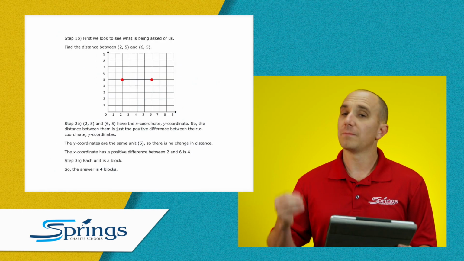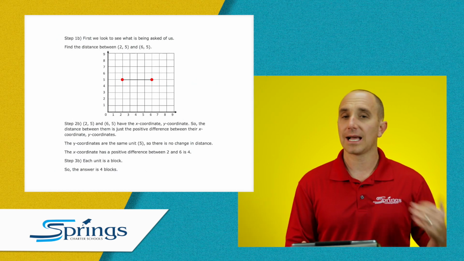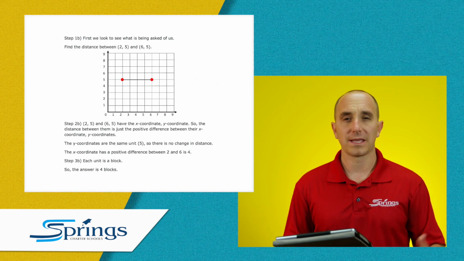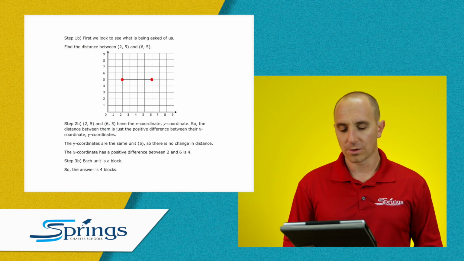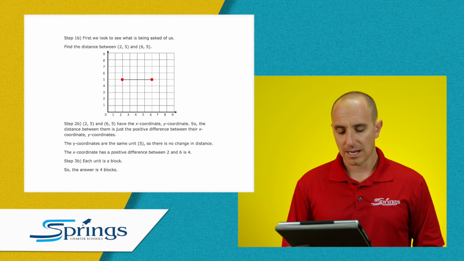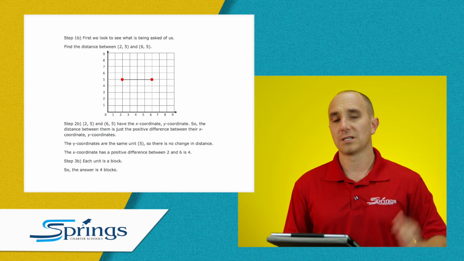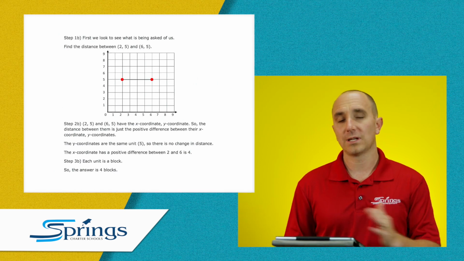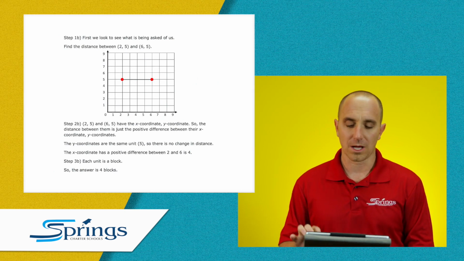Again, let's make sure we know what we're being asked. We're looking for 2, 5 and 6, 5. Just like last time when the x had the same number, it was on the same spot on the x-axis, this time we're on the same spot on the y-axis. The y coordinates are in the same spot, same unit rather, 5, so there's no change in distance there. The x coordinate has a positive difference, between 2 and 6. The difference between 2 and 6, or 6 minus 2, is 4. So there's 4 units different on this one, and our answer is that there are 4 blocks between those 2 points that we plotted.